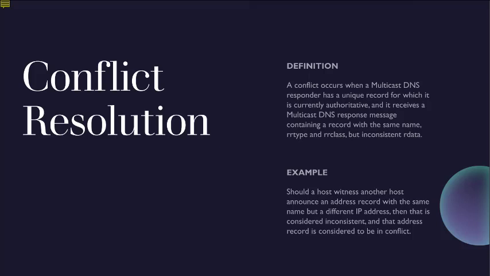Should a host witness another host announce an address record with the same name but a different IP address, then that is considered inconsistent, and that address record would be considered to be in conflict. Whenever a responder receives a packet containing a conflicting resource record, the responder must immediately reset its conflicted unique record to a probing state. It must go back to probing and go through those startup steps again.